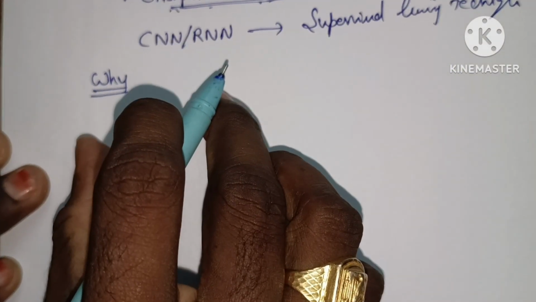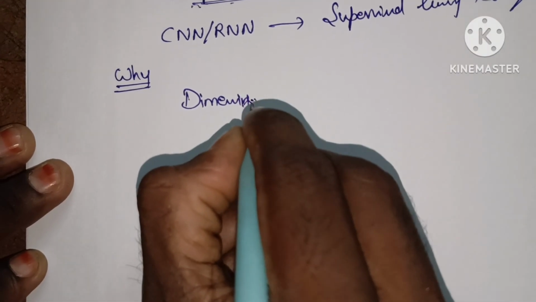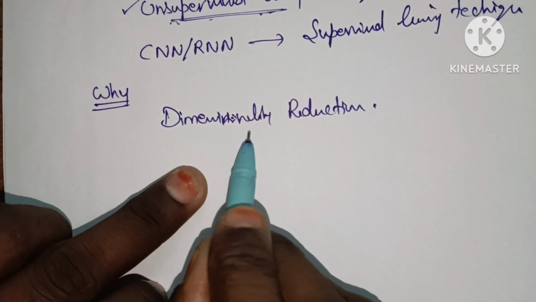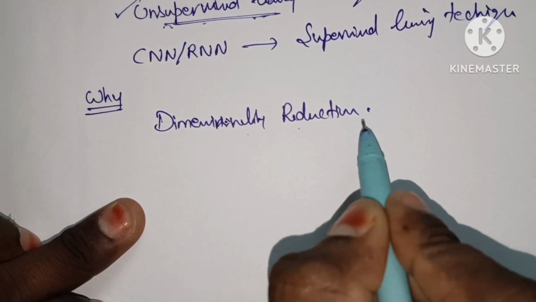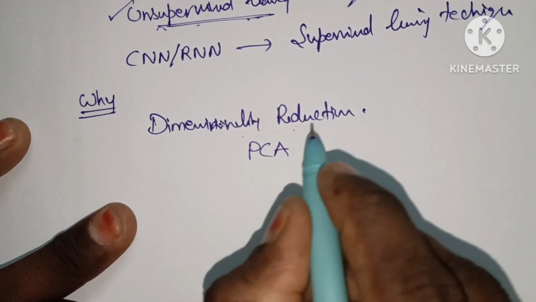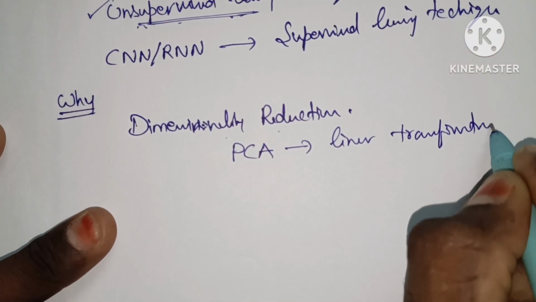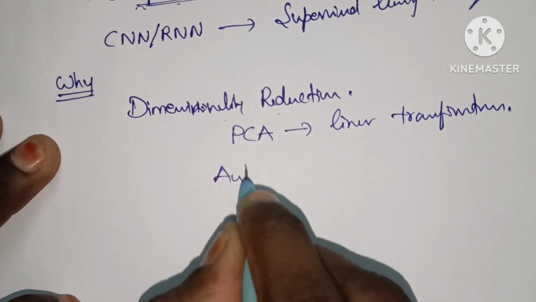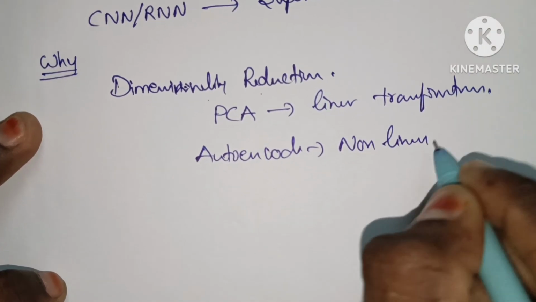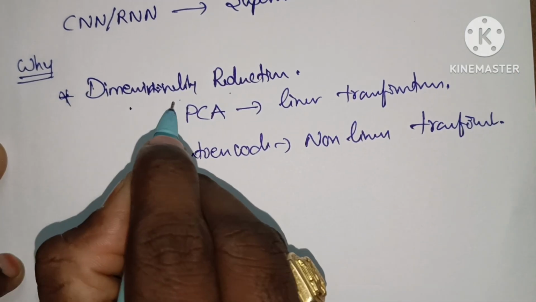Next one, why are we using autoencoders? Generally, autoencoders are mainly used for dimensionality reduction. Some of you may remember that dimensionality reduction is like PCA. Yes, but PCA is a linear transformation of data. But here the autoencoder is a non-linear transformation. Is it clear? So that is the main thing, dimensionality reduction.